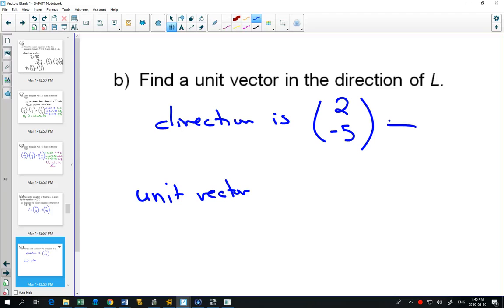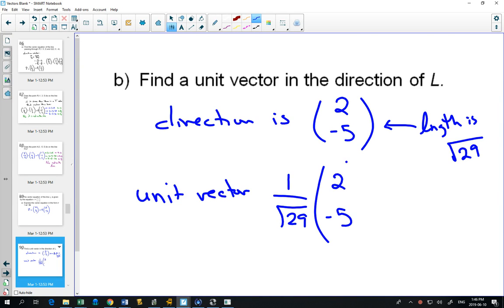What's the length of this one? The length of that one's the square root of 29. When we're figuring out a length, it's just a squared plus b squared, square root of that. So that length is square root of 29. The unit vector then, we would need to multiply this vector by 1 over the square root of 29 to make it a length of 1. So if this has a length of square root of 29, when I multiply by 1 over the square root of 29, I get a length of 1.